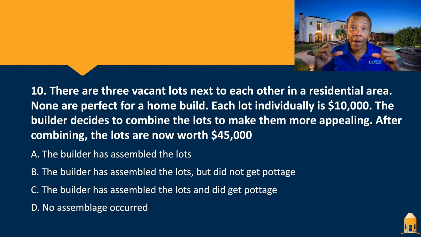Now, the value of the lots individually were $10,000. So if you put them together, you think that it would just be $30,000, right? But nope. By putting them together, it's worth more, okay? And when you put something together and then it's worth more, you get assemblage by putting them together, and the worth more means that you got plottage. And so the correct answer there would be C.